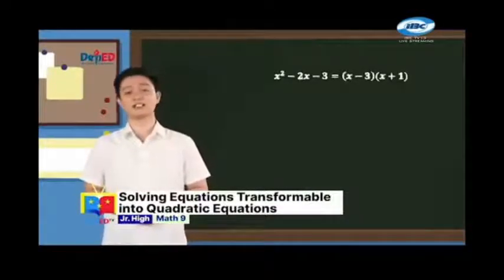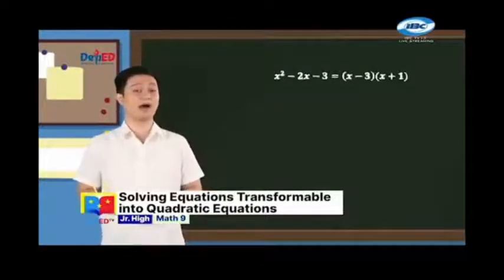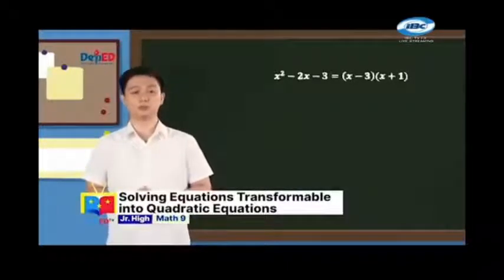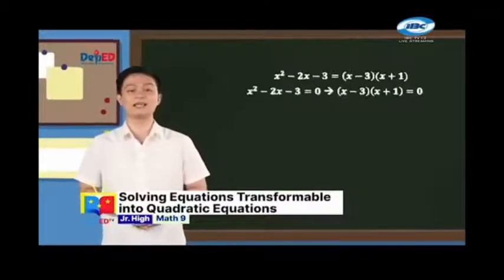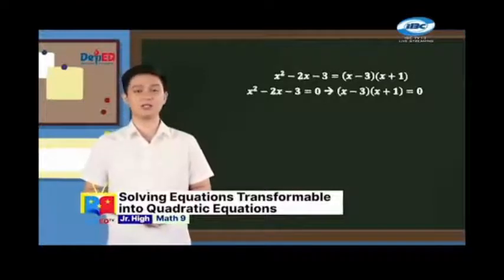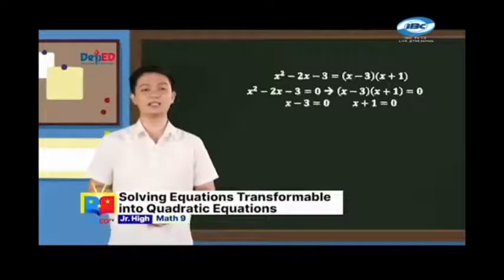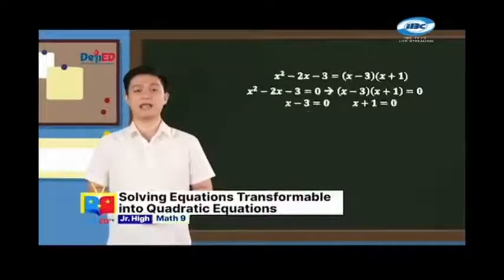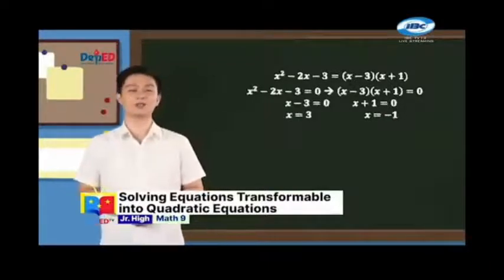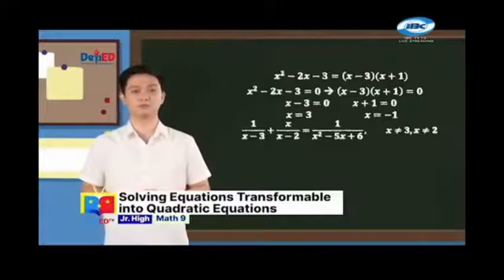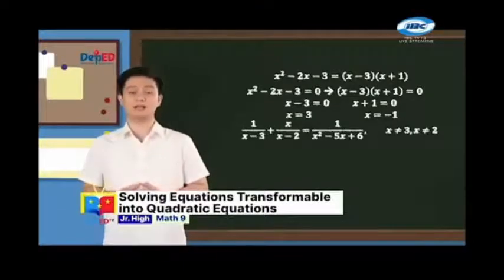X squared minus 2x minus 3 equals 0 can be solved by factoring. X squared minus 2x minus 3 is equal to the product of the binomials x minus 3 and x plus 1. The equation can then be written as x minus 3 times the binomial x plus 1 equals 0. And by equating each factor to 0, we must get that x is equal to 3 and x is also equal to negative 1. However, recall that in the original equation, x must not be equal to 3 and to 2. Therefore, 3 is called an extraneous root.